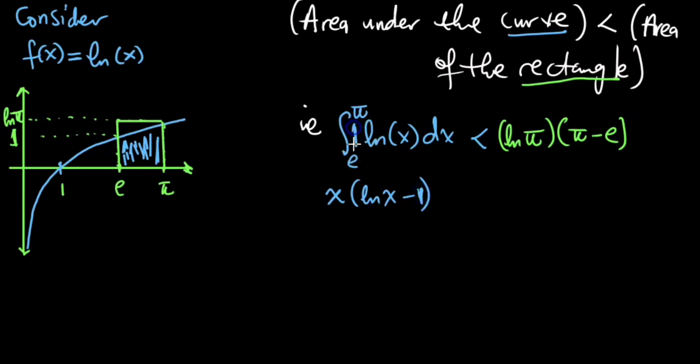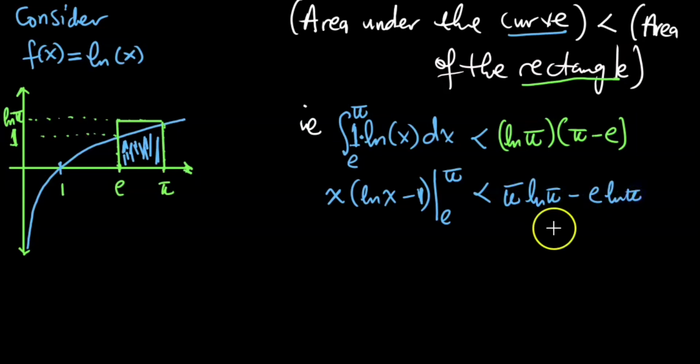So this is how you can think about it. Write this place as 1, that is 1 times natural logarithm function, integrate the 1 and differentiate the natural logarithm. Okay, you should get this, and we're going to evaluate this from e to pi. Good. Okay, so this is less than what? The right hand side, we just have to expand this right hand side. This is pi times natural logarithm of pi minus e times the natural logarithm of pi.